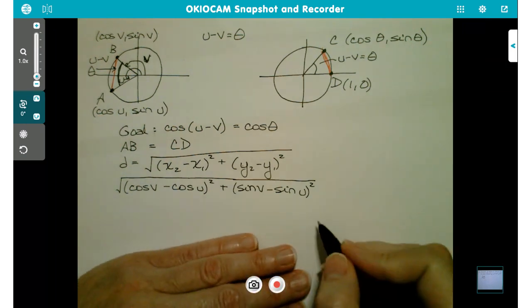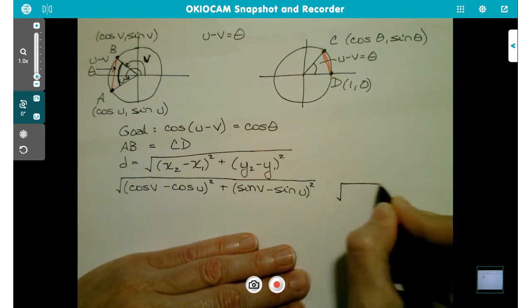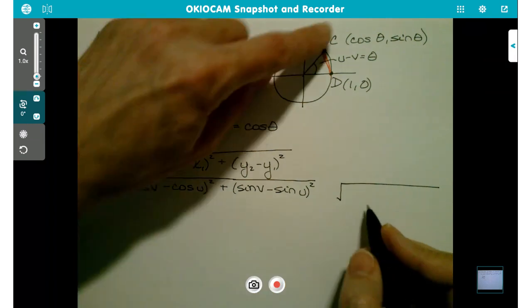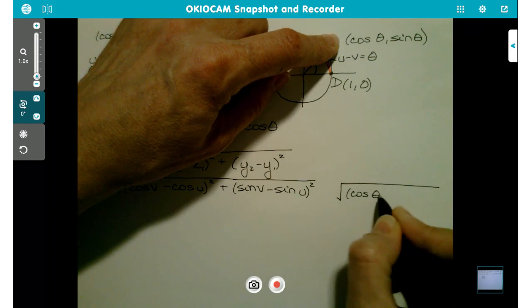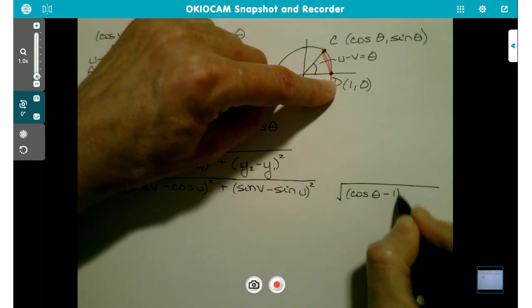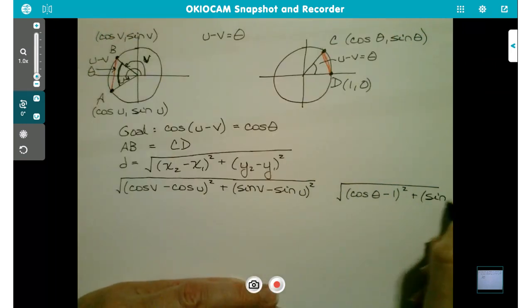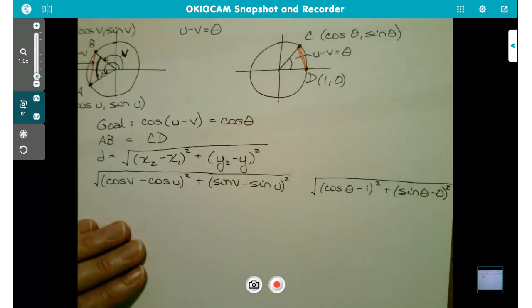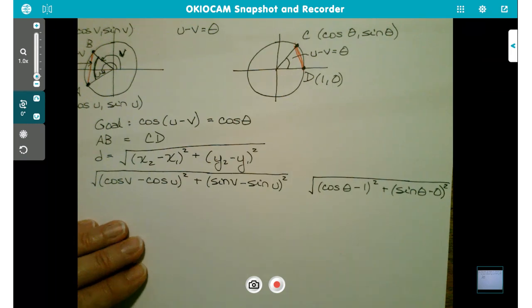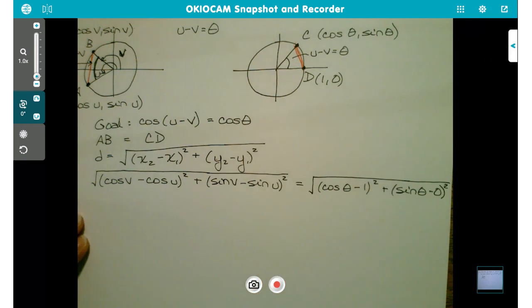Now let's look at the distance from C to D. The distance from C to D, so we're going to do the same thing. The difference of the x's, cosine theta minus 1 squared plus sine theta minus 0 squared. If you're thinking we don't really need that minus 0, do we? No, we really don't. And we're going to stop writing it pretty quickly here. And those two distances are the same.